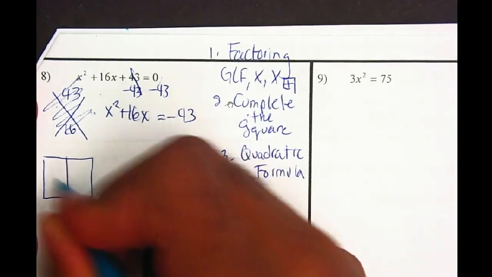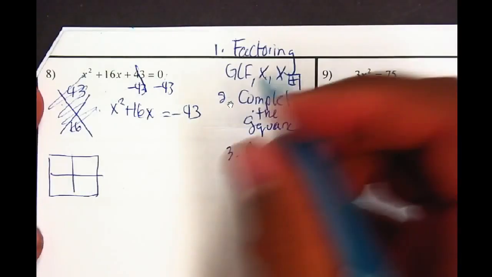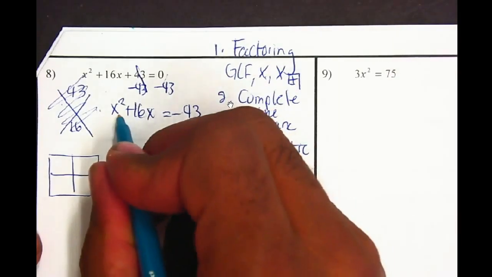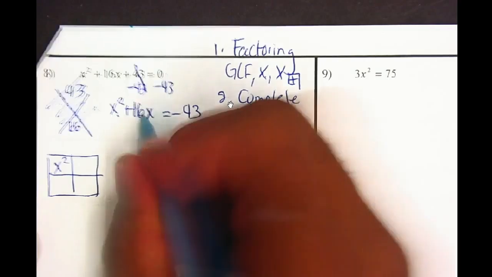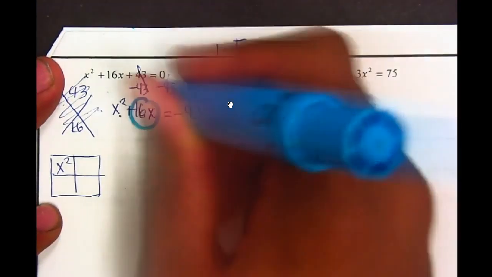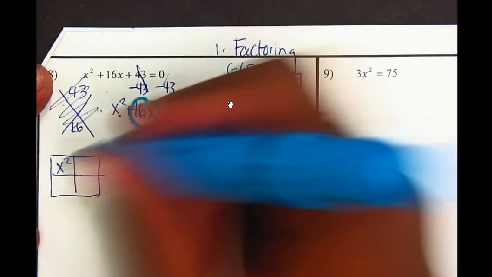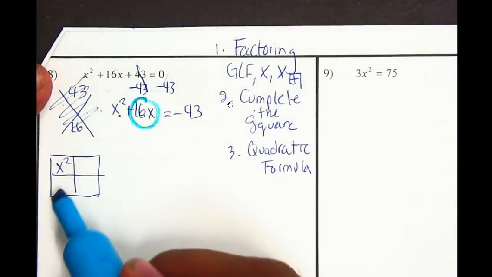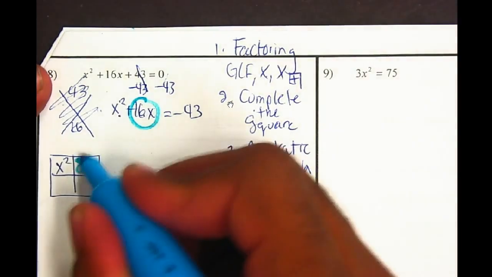And I showed you guys the shortcut in class. You can do the shortcut as well. I'll show you that in a minute. And now you want to put the first term, x squared, here. And then you're going to put half of the middle number, which is 16. You're going to put it here and here. So half of 16 is 8x.